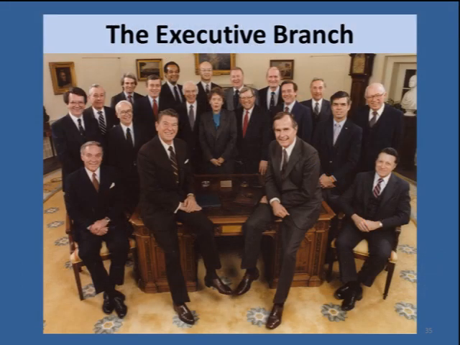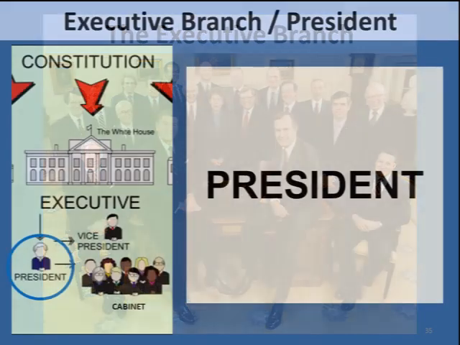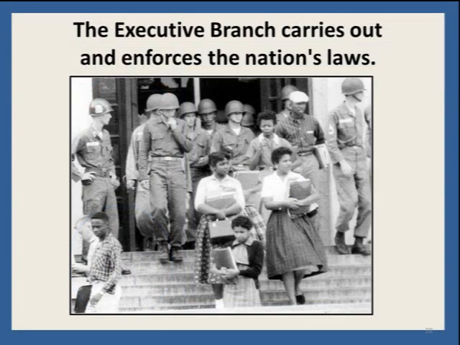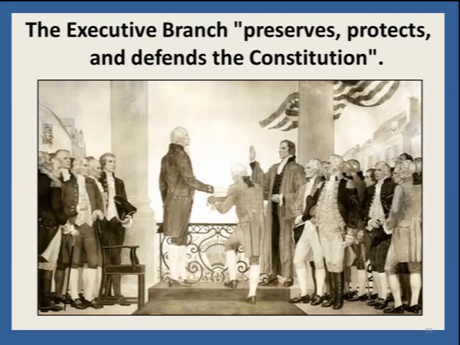The executive branch has several parts. It is comprised of the President, the Cabinet, and many federal departments and agencies. The Constitution says the executive's job is to carry out and enforce the nation's laws and preserve, protect, and defend the Constitution.